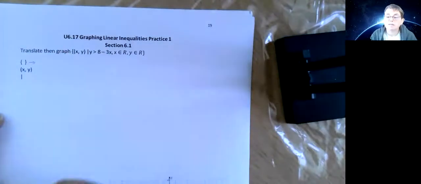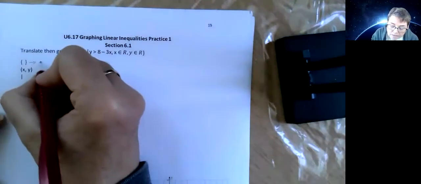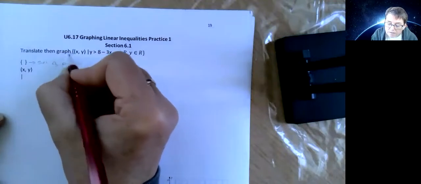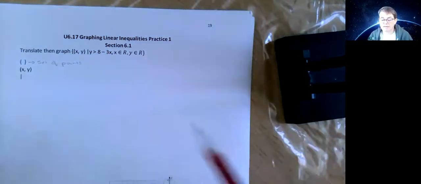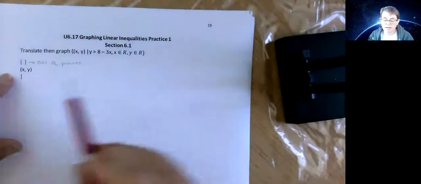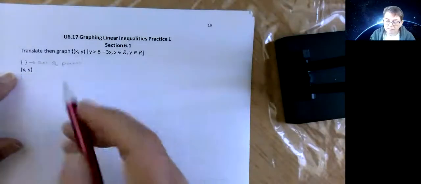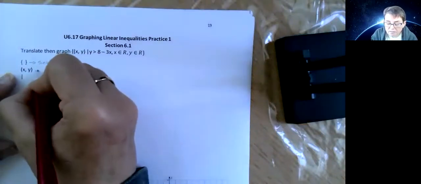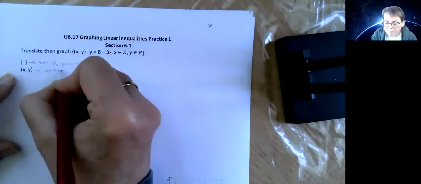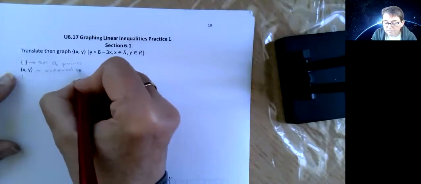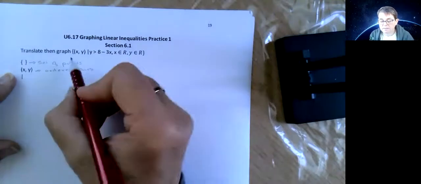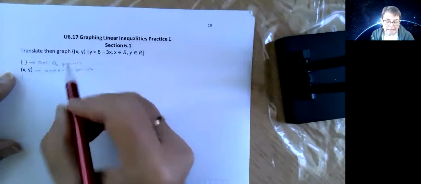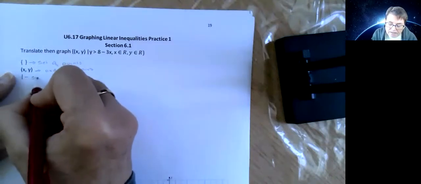So, how's the memory? It's a set of points. That's all those cool brackets at the front and the end are about. This x, y thing means we're going to have ordered pairs. But we know that because we're graphing it, so it really doesn't mean anything. And this part is the phrase "such that."